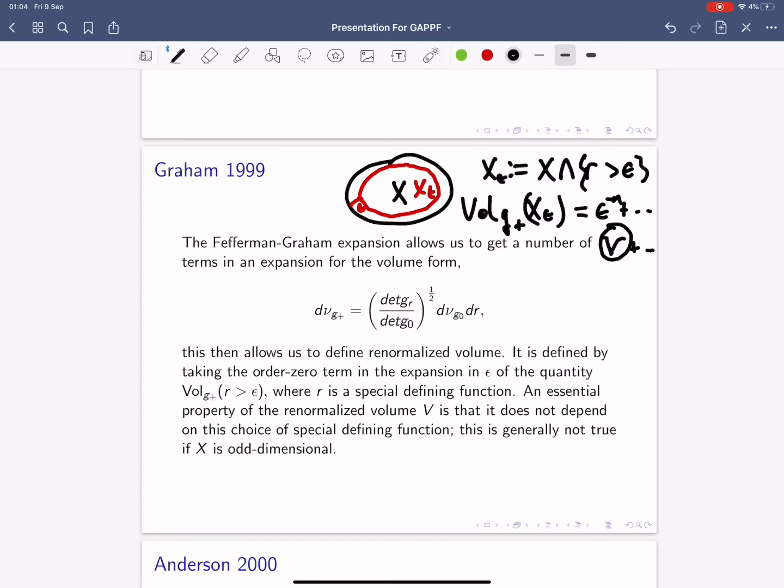And all these other terms depend on the choice of special defining function. You can see that this construction clearly depends on the choice of special defining function because even X epsilon is defined in terms of R. But this renormalized volume will not depend on R when X is even dimensional.